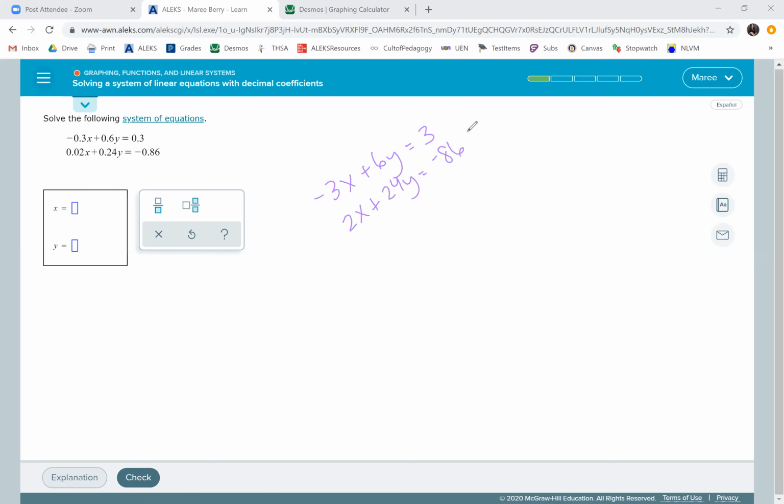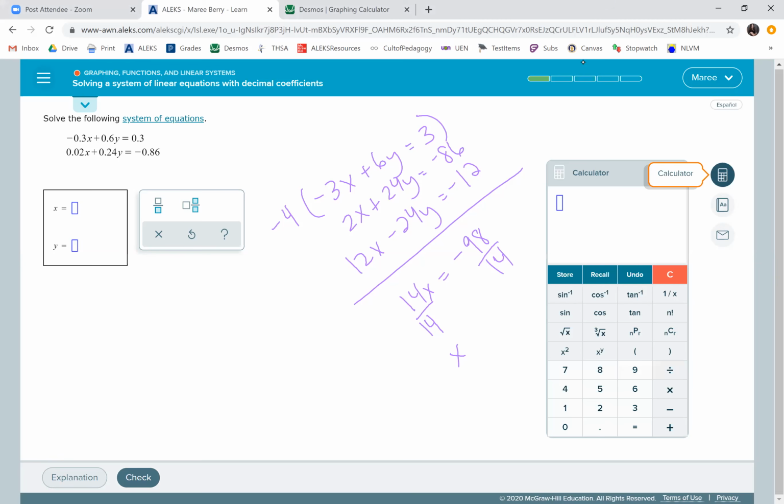So let's times the first one by a -4. That will give us, the y's will be opposite. So this will be 12x minus 24y equals -12. We'll add those two together. The y's cancel. We have 14x equals -98. Divide by 14. X equals, gosh, what is that? Like 7 or something? Let me see. 98. -7. Okay.